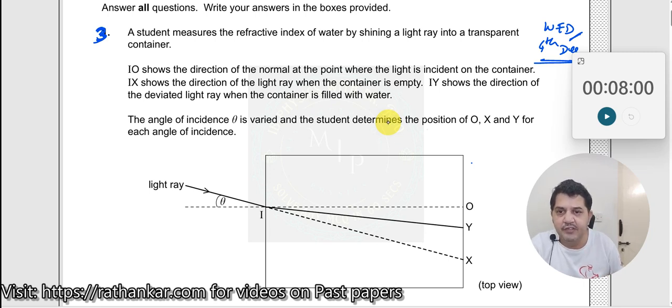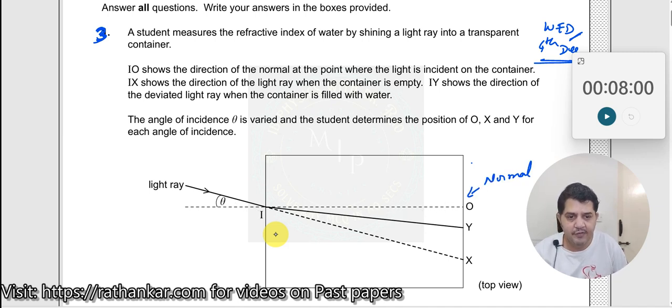A student measures the refractive index of water by shining a light ray into a transparent container. So this is the light ray, and the transparent container. AIO shows the direction of the normal at the point where the light is incident on the container. So this is your incident ray. This is my normal. IO is the normal over here. With respect to the normal only, we are going to measure the angle of incidence and angle of refraction. So what is this one? This is nothing but your angle of incidence.